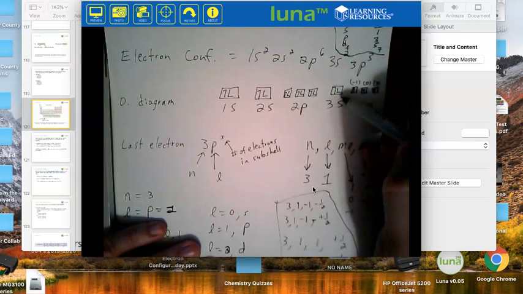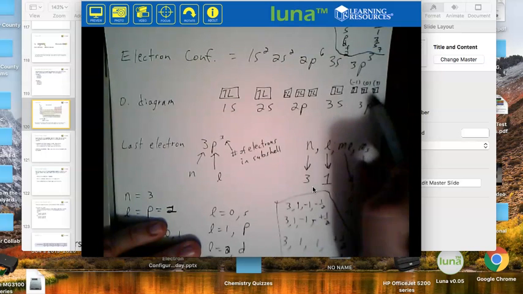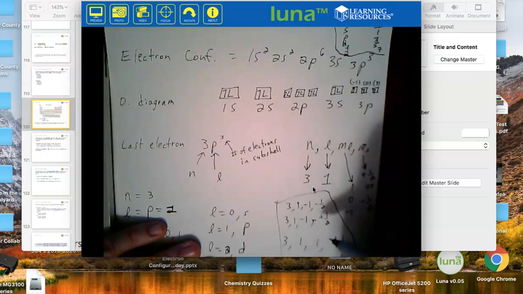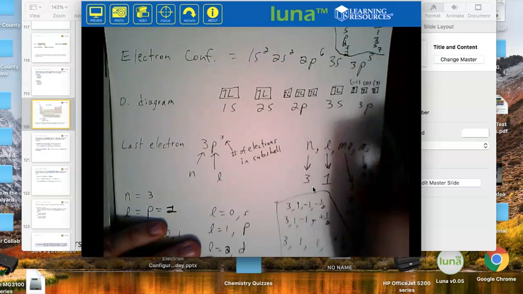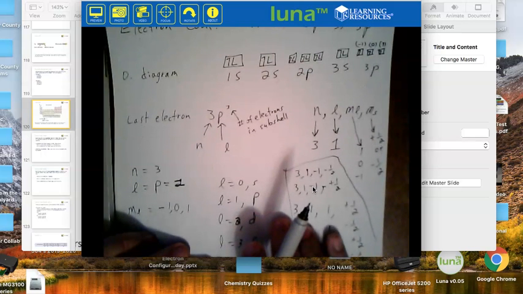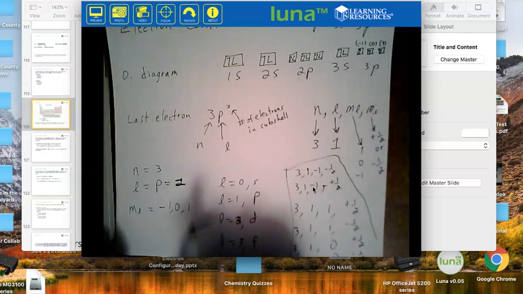3s2, so arrow up, arrow down, and then 3p3, so arrow up, up, up. If you wrote arrow up, arrow down, arrow up, that would be incorrect. Remember with Hund's rule, you fill up the orbitals halfway first, so you should have 3 arrows pointing up. If you have 3 arrows pointing down, that's fine too.